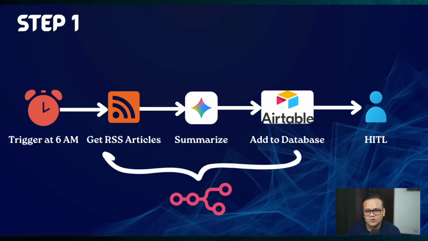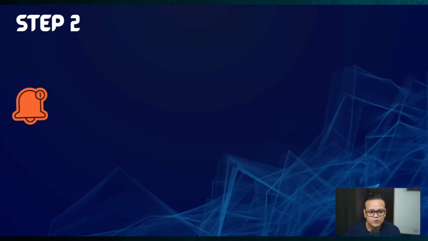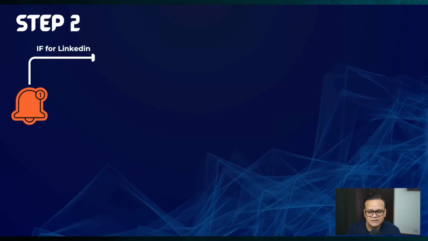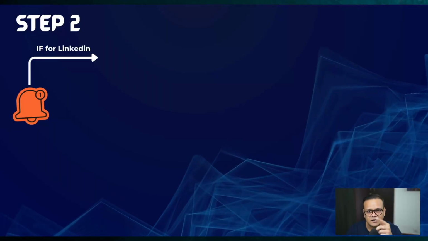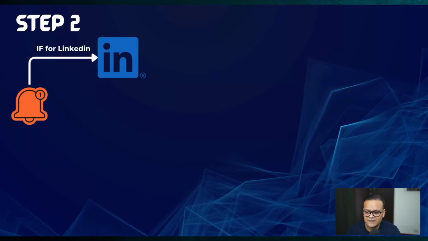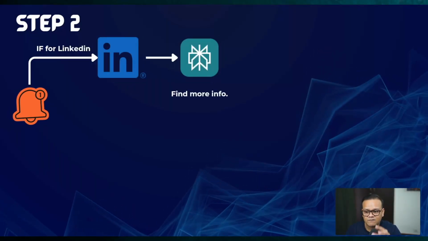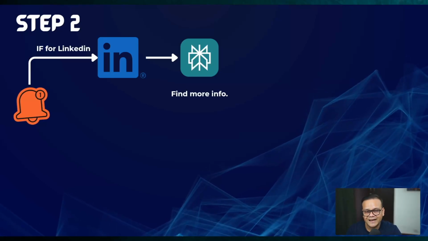Once I have approved the articles, because I can receive say 20 new news every morning, but I will not want to use every single one of them. So based on how I approve them, step 2 takes place. And in step 2, again it's trigger based. If it's for LinkedIn, if I've tagged it that this particular article is for LinkedIn, then it will go ahead and find some more information around that particular topic.